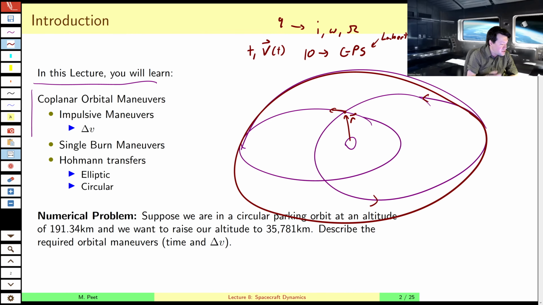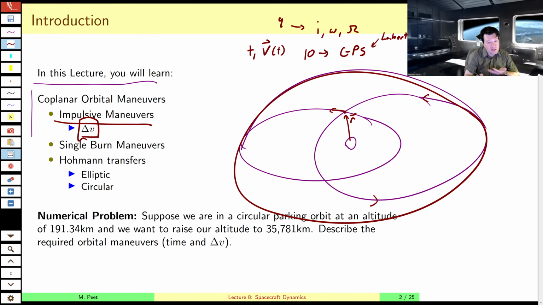So in this particular lecture, we'll be talking about impulsive orbital maneuvers. So no continuous thrust, right? We assume all of our orbital maneuvers are instantaneous. I'll talk about that a little bit more on the next slide. And of course, we assume changes in delta V due to that.